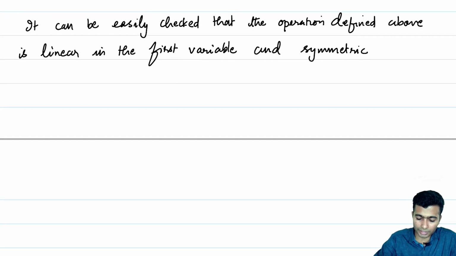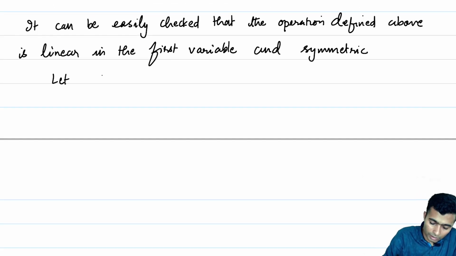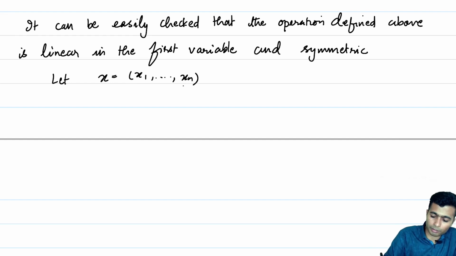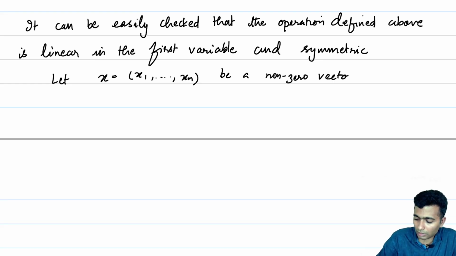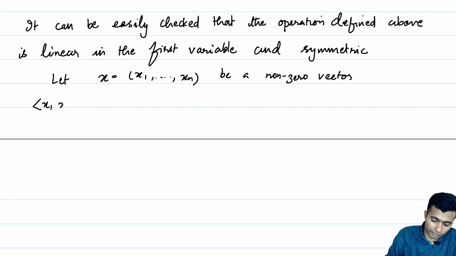How about positivity? So let x equal to (x1, ..., xn) be a non-zero vector. That means that at least one of the coordinates is non-zero. Then what is the inner product of x with itself?